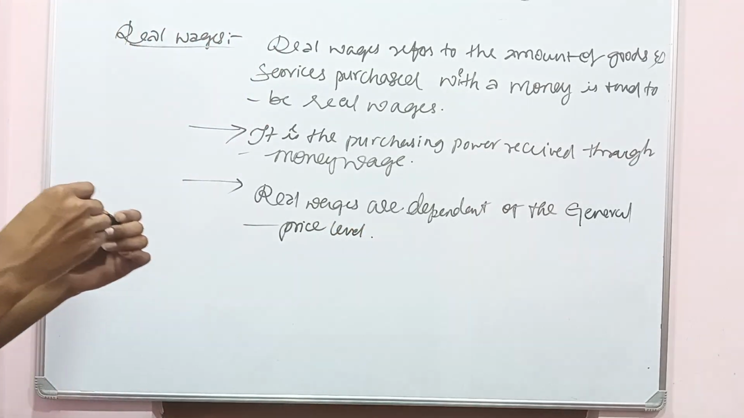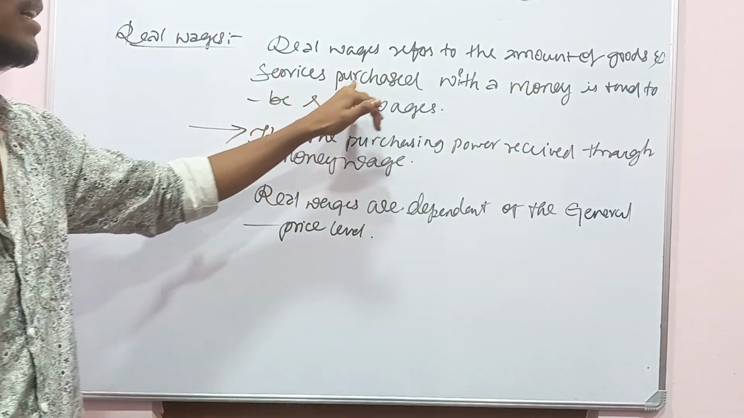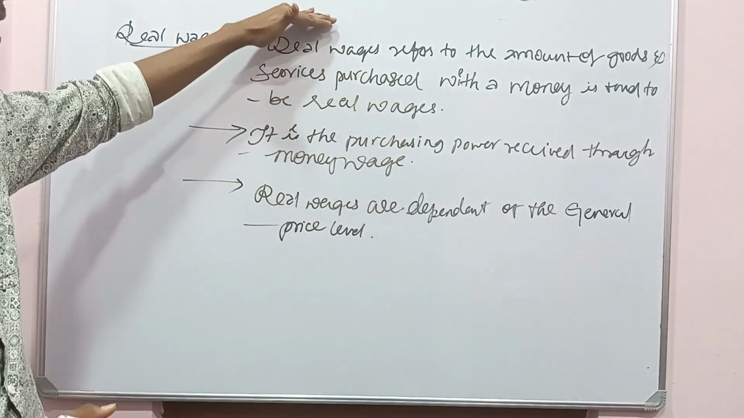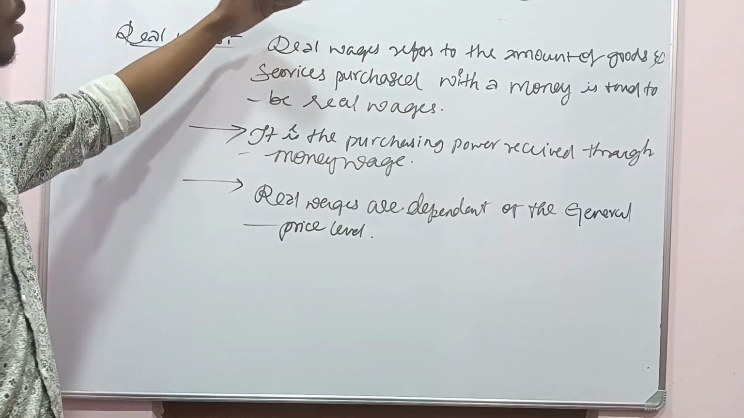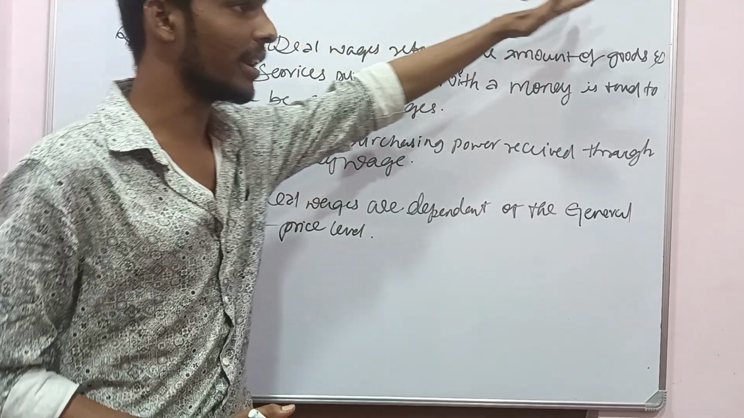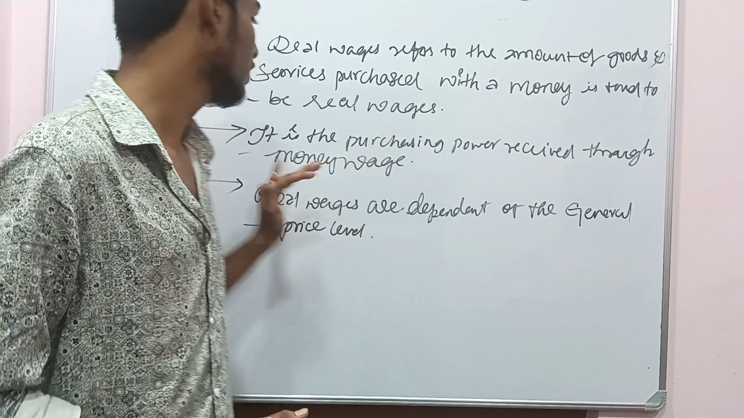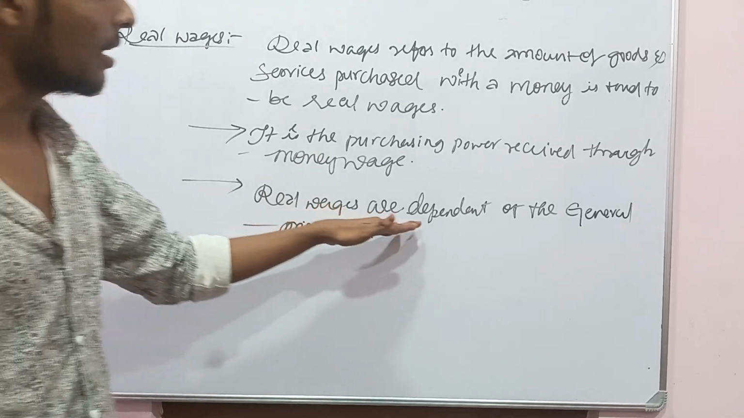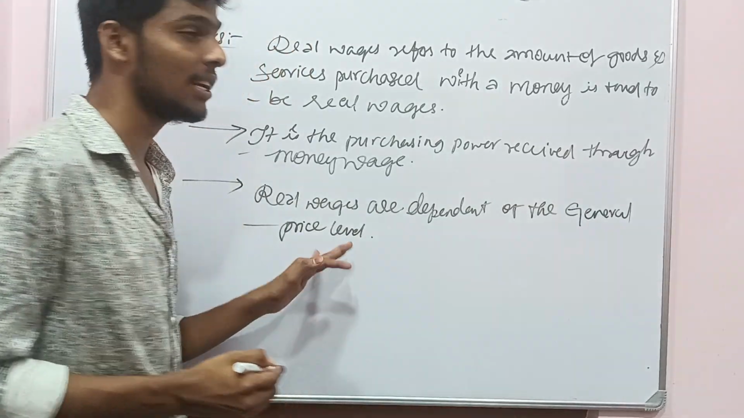Here you can see that real wages refers to the amount of goods and services purchased with money. The income which is earned by an individual or employee, besides that income, is a real wage. Here it is the purchasing power received through money wage. Real wages are dependent on the general price level. How are the real wages dependent on the general price level?